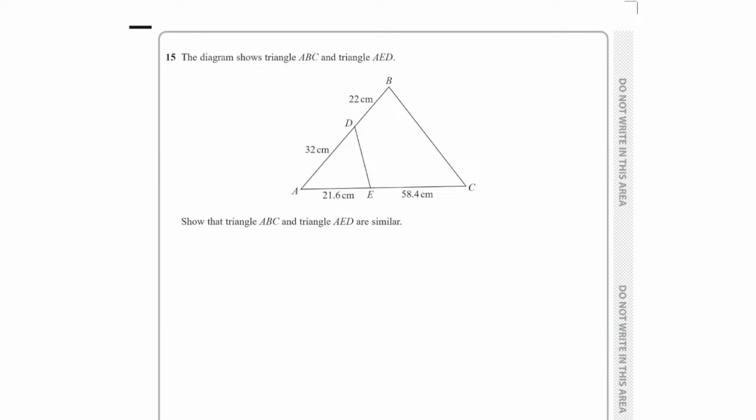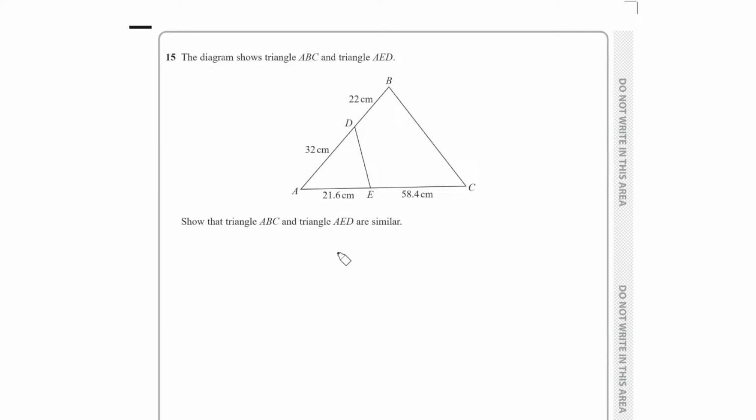Okay, question 15. It's only 2 marks, but I thought it was kind of tricky to figure out. The diagram shows triangle ABC. Pay attention to which way they've mentioned the sides. A to B up here and then C. And triangle AED. Do you see how that's A down here to E and then up to D? They've done that, I think, deliberately. Normally they do ABC and ADE in the same order, but they haven't, so just bear that in mind. We need to show that triangle ABC and triangle AED are similar.